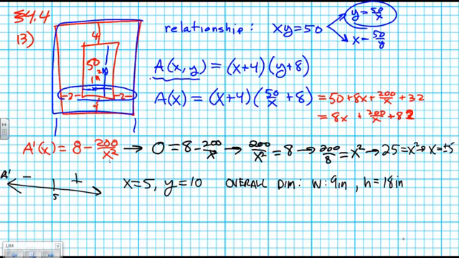Is it coincidental that the border on the outside, these are half of what that is, and the final dimensions, that's half of what that is? I don't know if that's coincidental or not. It's worth an exploration. Feel free.